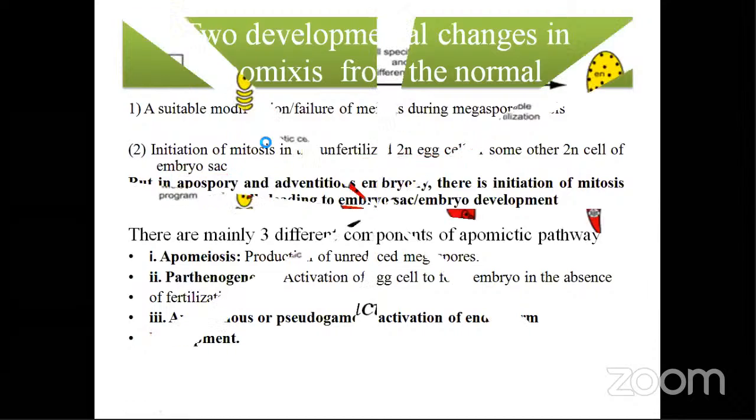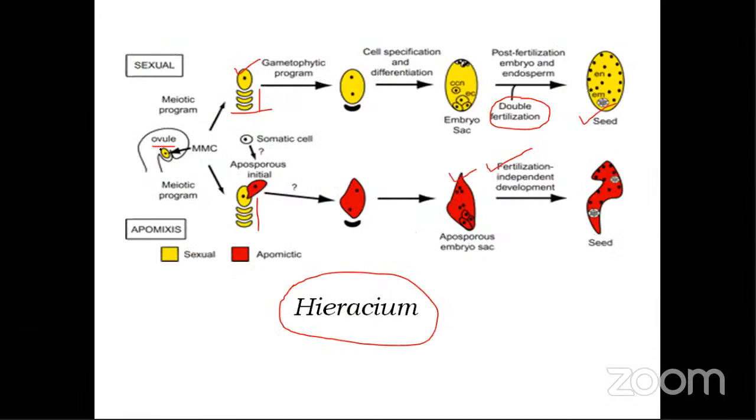Here, the megaspore mother cell has the ability to undergo the program to form the seed. None of the other cells can undergo that process. But in apomixis you can find that abnormality: any of these 2n cells, depending on the plant type, may go for production of a diploid seed.